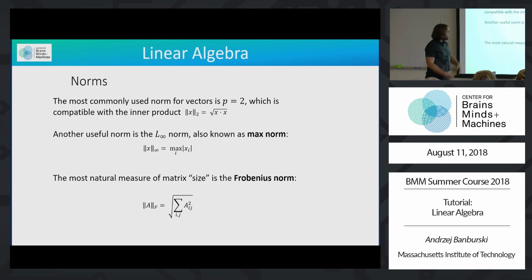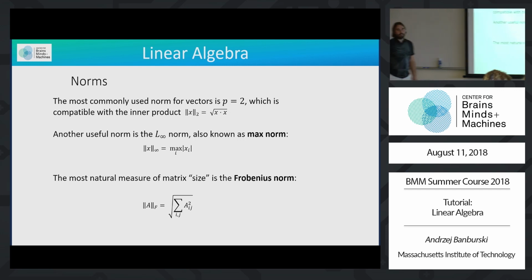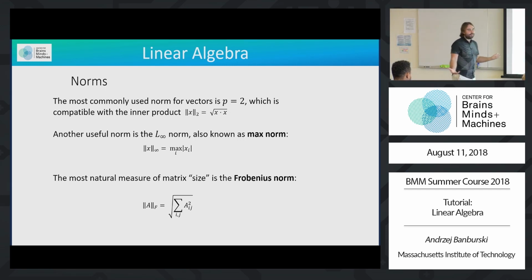And then, we could also ask, what's the size of a matrix? This is something I never thought about when I was learning linear algebra, because there is no obvious way of defining the size. But the most natural one is called the Frobenius norm, and it's kind of like the L2 norm. You take each entry of the matrix, square it, sum it, and take the square root of it. So you basically treat the matrix as a bigger vector.